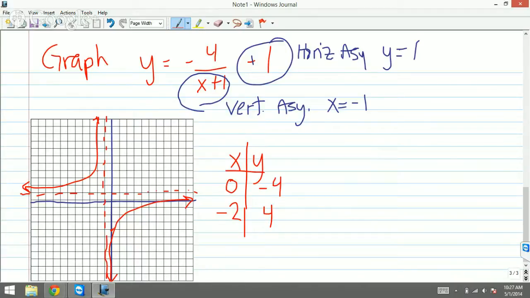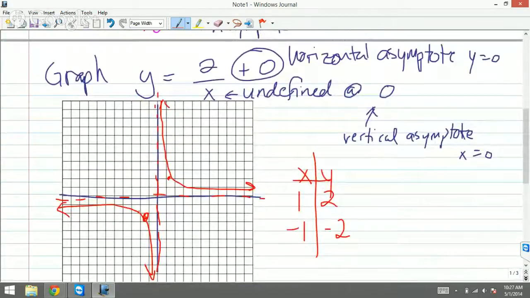Okay, so does that make sense? Find the vertical and horizontal asymptotes, orient it, and graph it. If it's a negative, you'll always be like this one. If it's a positive, it'll always be like this one. You notice the difference?